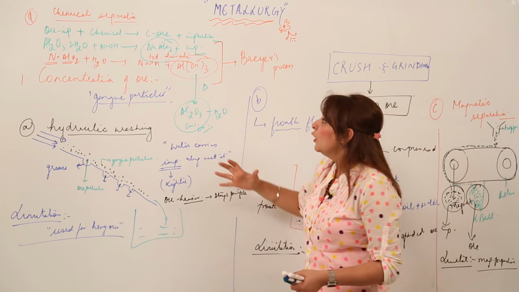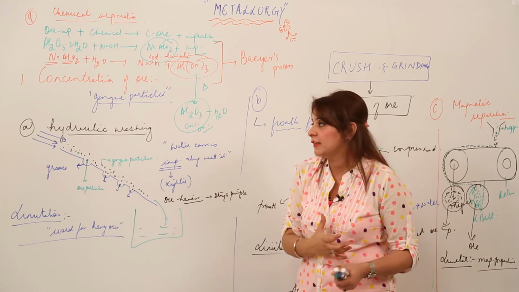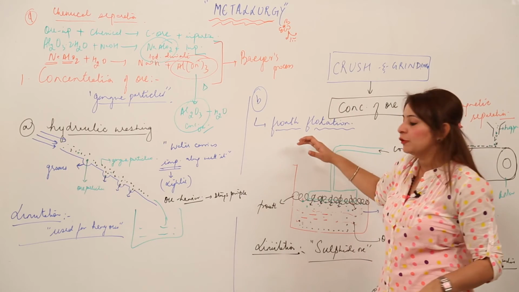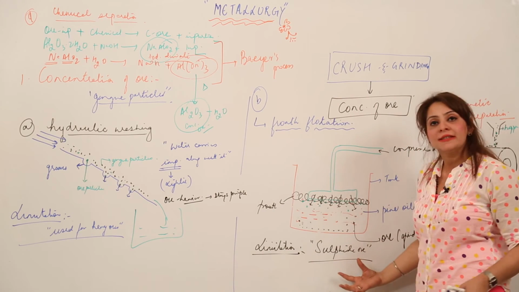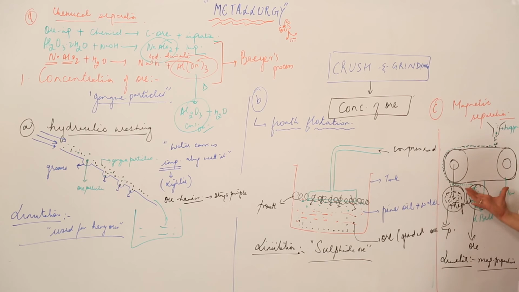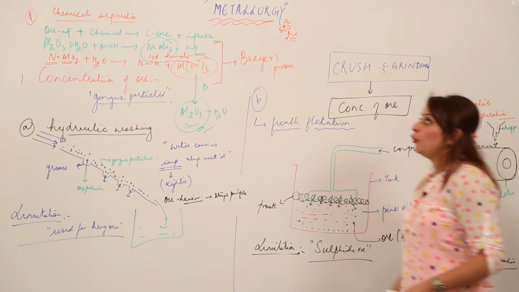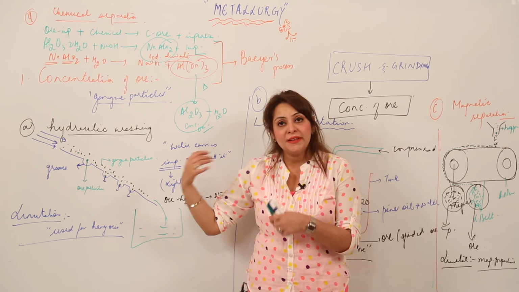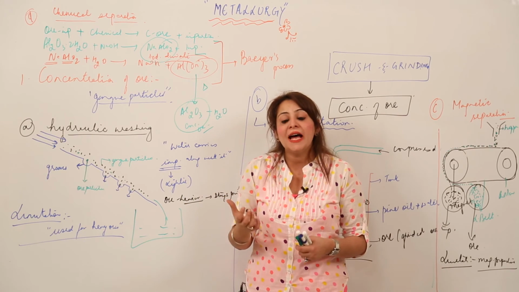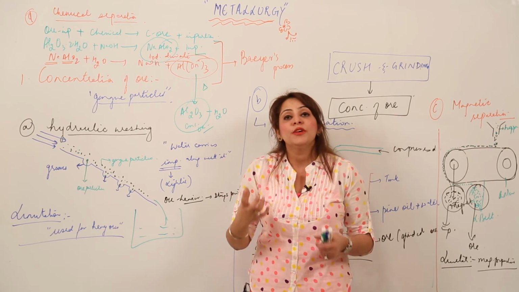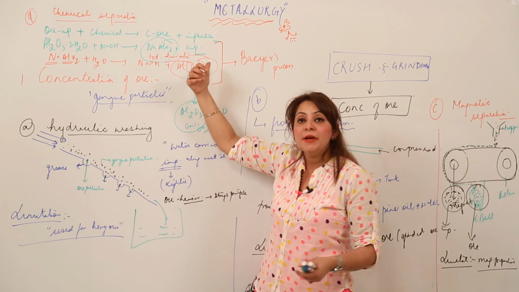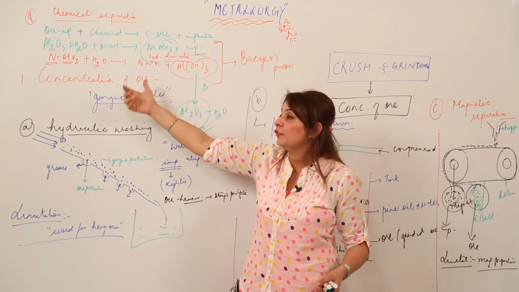So see, there are 4 different methods for concentration. Hydraulic washing, you know that you will be using for heavy ores. Second is froth flotation, which you will use for sulfide ores. Third, we have magnetic separation, which we will use for ores that show magnetic properties. And fourth, chemical separation, where the criteria for using this method is that we should have a certain chemical with which the ore has affinity to react but the impurities do not react, as you saw in the Bayer's process, the concentration of the bauxite ore.